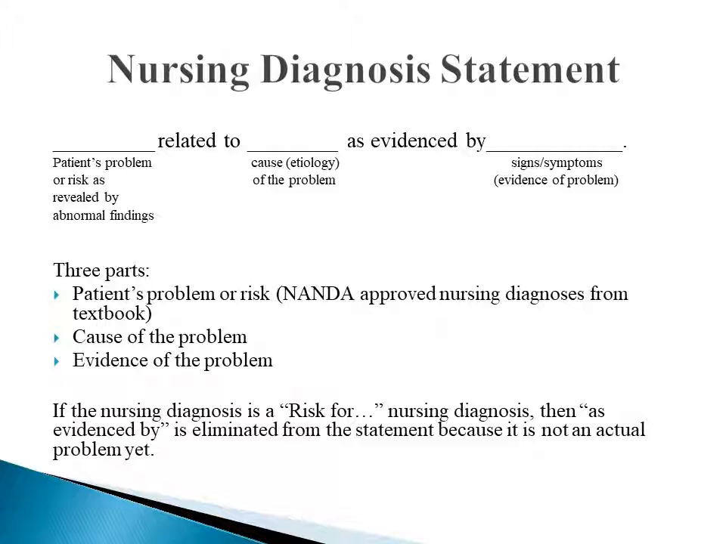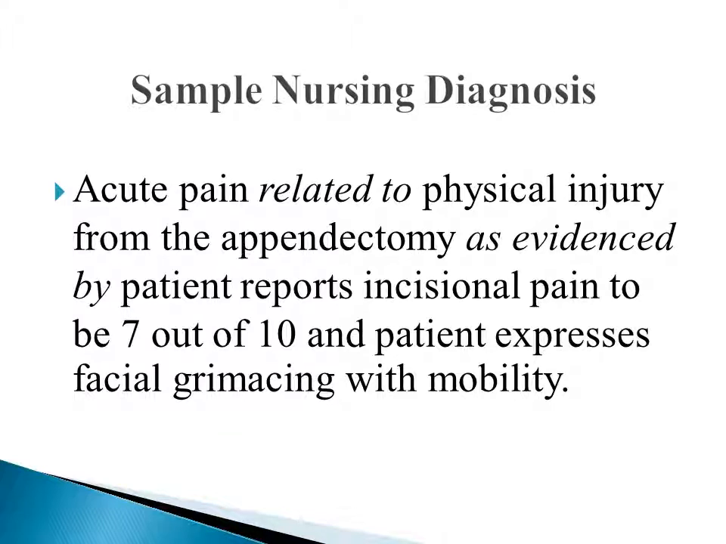Now turn to page 600 in your nursing care plan textbook so we can look specifically at the nursing diagnosis of acute pain. Please pause the video and create a nursing diagnosis of acute pain completing all three parts: the problem, the cause, and the evidence. Did you include all three parts in your nursing diagnosis statement? An example of a nursing diagnosis for acute pain would be acute pain related to physical injury from the appendectomy as evidenced by patient reports incisional pain to be 7 out of 10 and patient expresses facial grimacing with mobility.